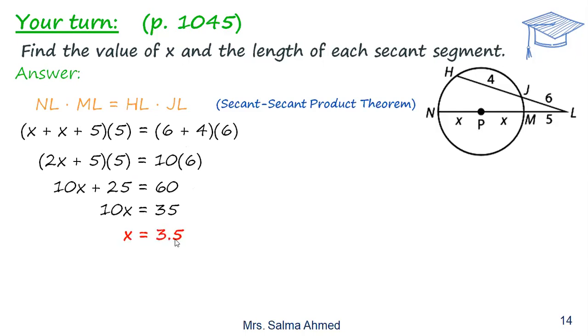After I got x, I'm going to substitute to get the whole secant, which is NL, and it's very easy to get HL. So NL is x plus 5, and x is equal to 3.5, so 3.5 plus 5 gives me 8.5, and HL, it's very easy to add 4 plus 6, which equals 10.